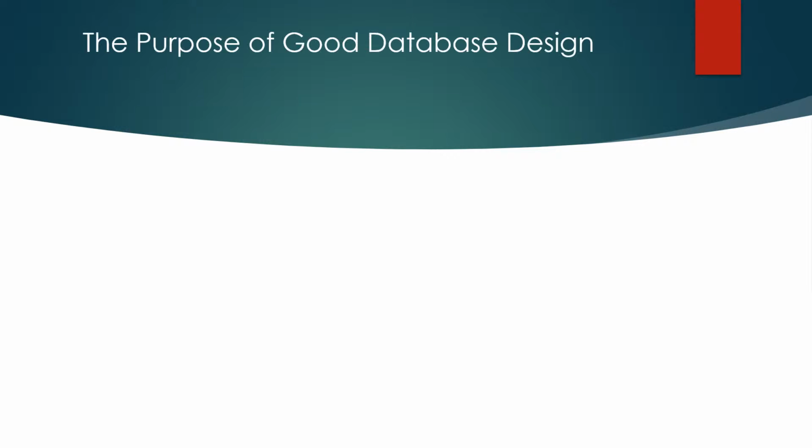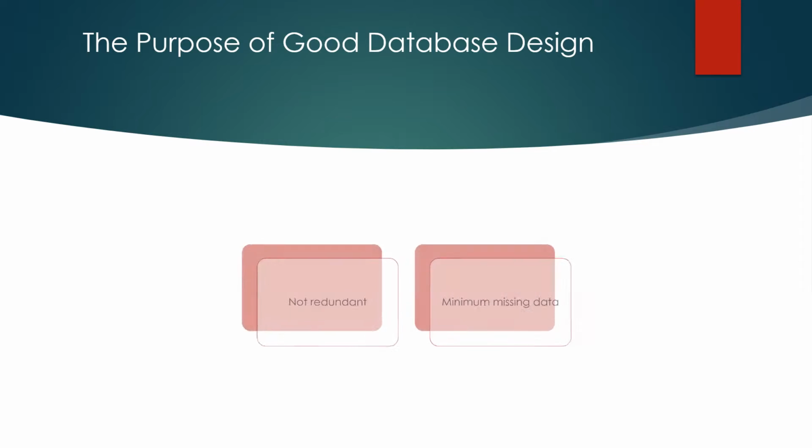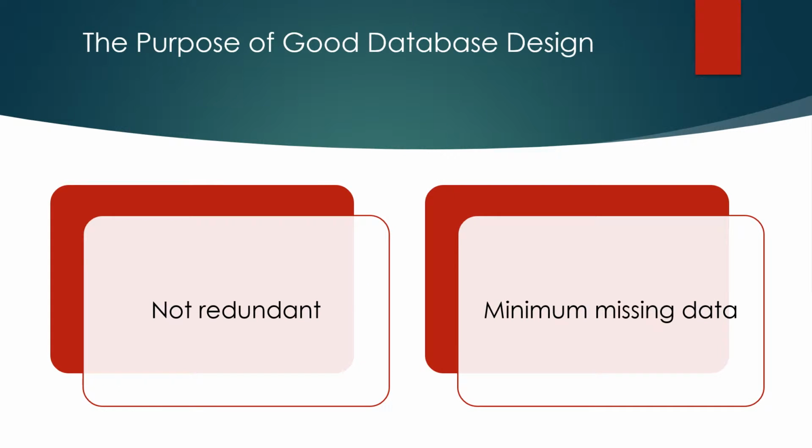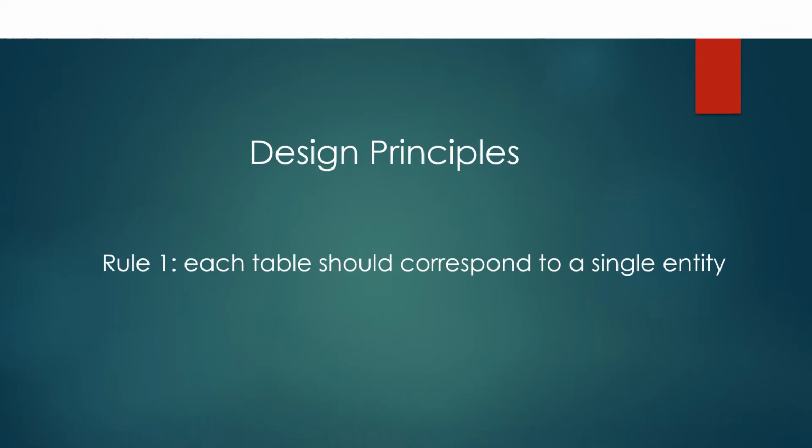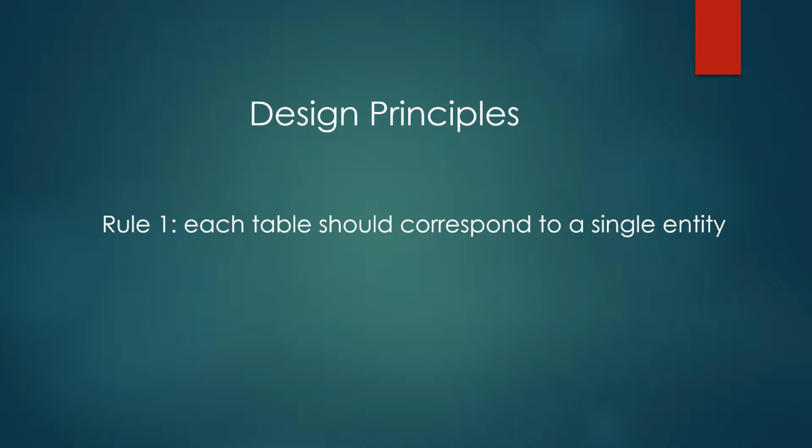The purpose of good database design. An efficient database is not redundant, with minimum missing data entries. The main advantage of relational database is to reduce file storage space that is required by the primary tables. We do that by grouping columns into tables. The following set of rules are required to create an efficient database.